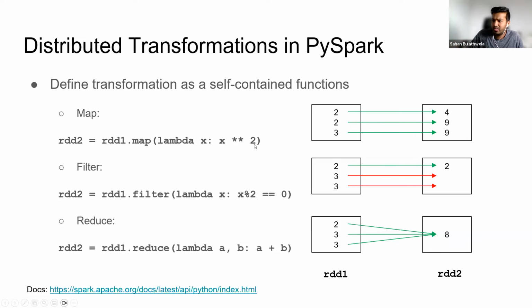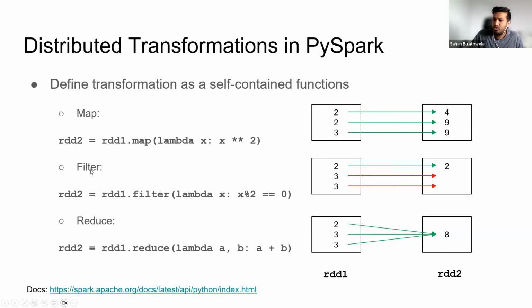So here we have this transformation that we want to run. What it does is it takes every element in the RDD and runs this transformation. So you end up with a new RDD, which is RDD2, which is the square of the previous RDD.